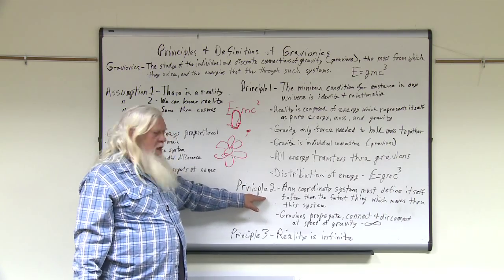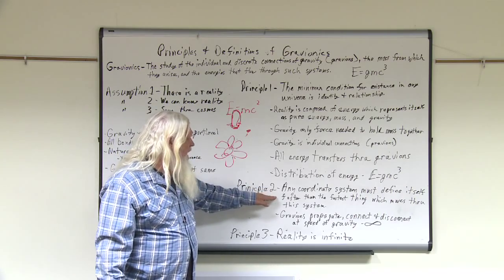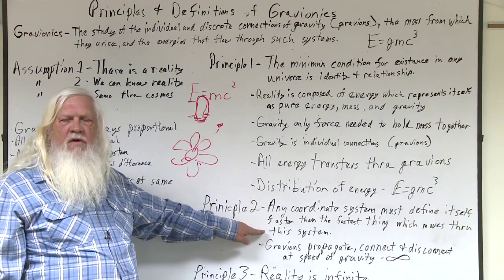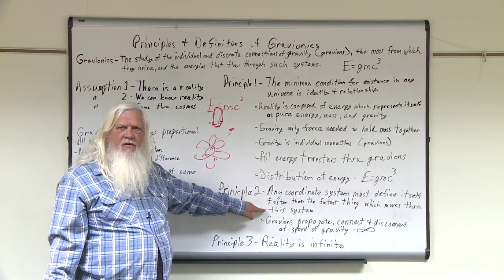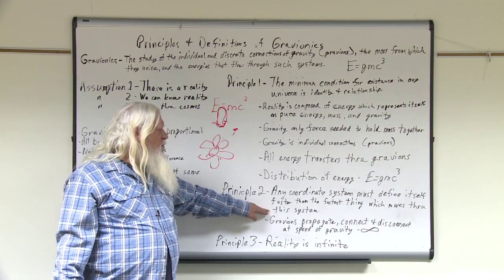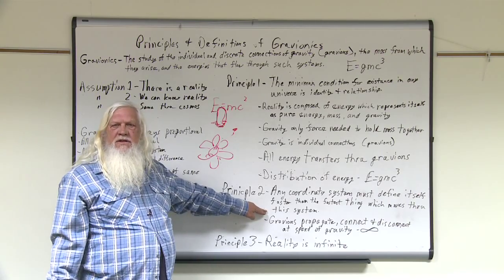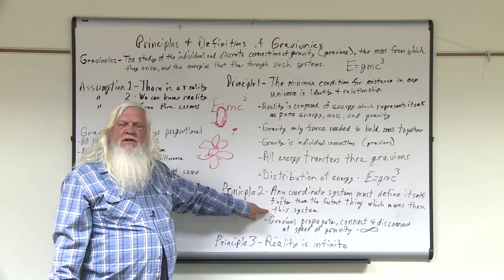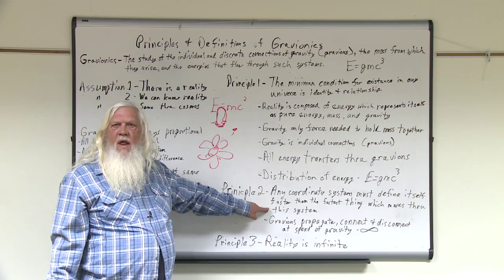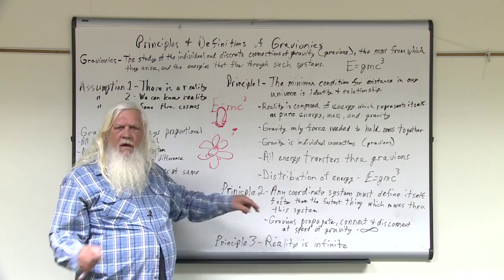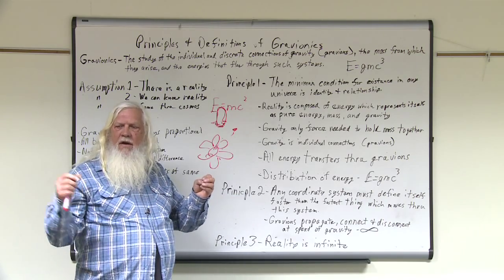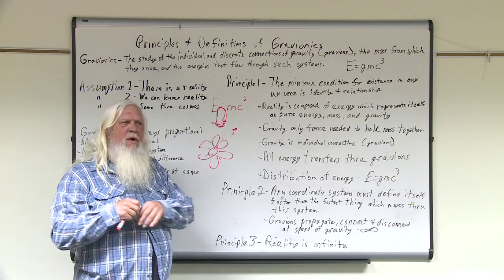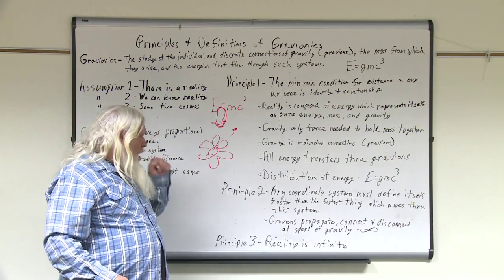Principle number 2 is any coordinate system must define itself faster than the fastest thing which moves through this system. We've done a previous video on the speed of gravity where I've given some examples, but basically orbital calculations can't have any delay or they are incorrect. Something called entangled particles is all through science right now. It's two particles connected by a gravion. When something touches one, the other knows about it instantaneously, no matter how far apart they are.